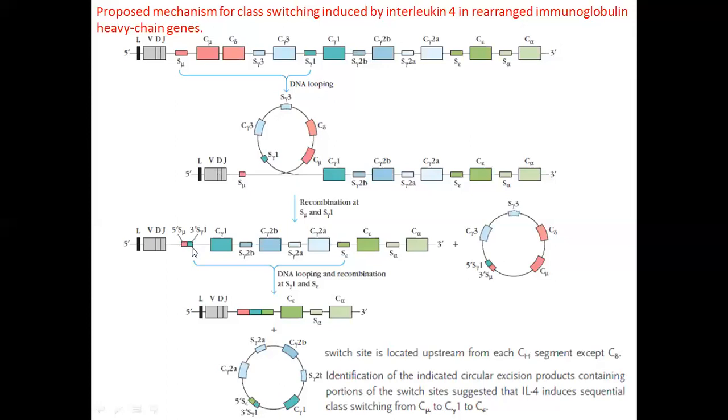Again, one more looping takes place from S gamma 1 to S epsilon. So DNA looping and recombination again. You will end up with these two, that is S mu, S gamma 1, and the other one is S epsilon. So this is how the immunoglobulin heavy chain genes are rearranged for class switching.